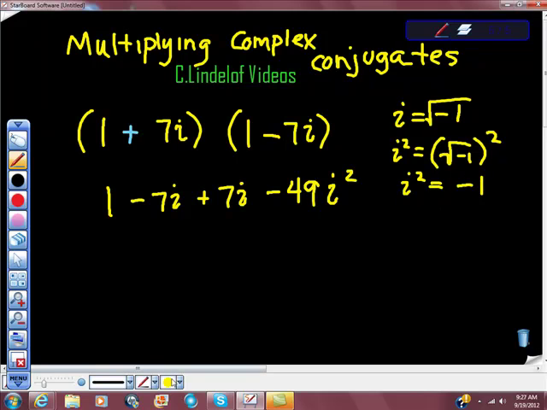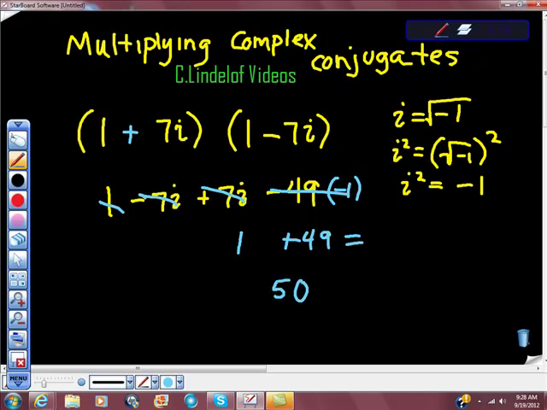So this is a replacement value. If you're seeing an i squared, you realize you can take that out, because i squared is -1. So we take out our i squared and put in -1, and then we'll start to gather like terms. -7i plus 7i is 0, so that just goes away. We have -49 times -1, which is +49, plus this 1 right here, which equals 50.